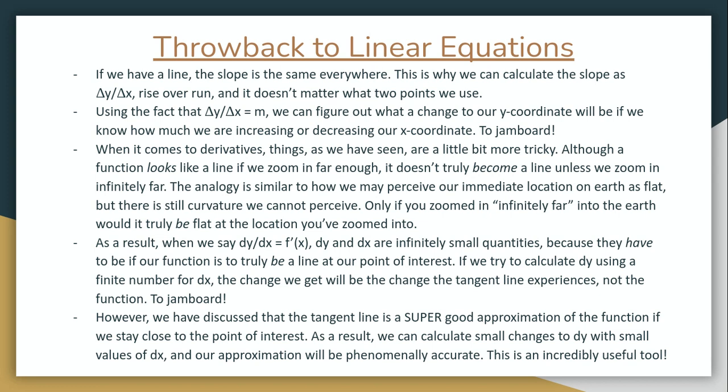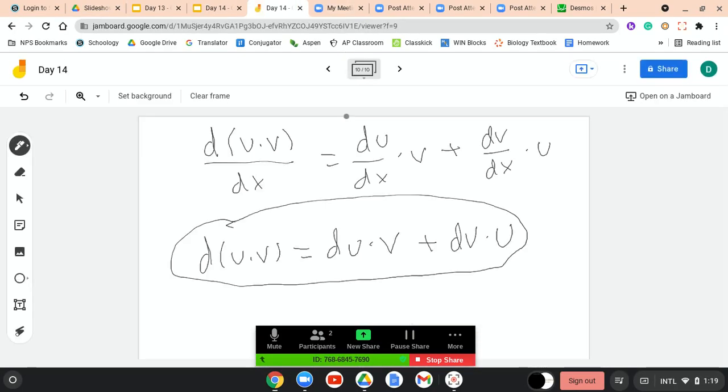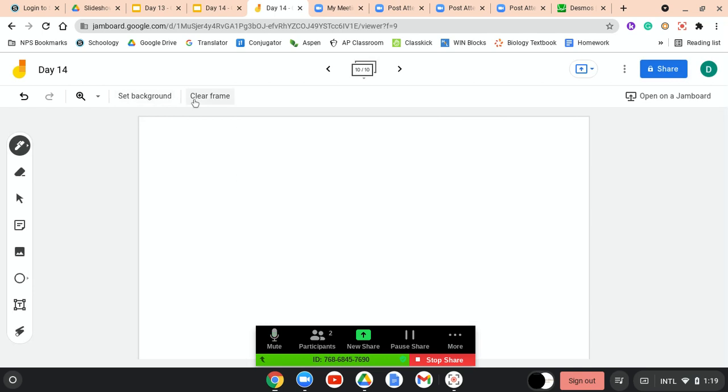Using the fact that the change in y divided by the change in x equals m, we can figure out what a change to our y coordinate will be if we know how much we are increasing or decreasing our x coordinate. What I mean by that is we have a line. We know that delta y over delta x equals the slope. So then a change in y will be the slope times whatever change in x we choose.